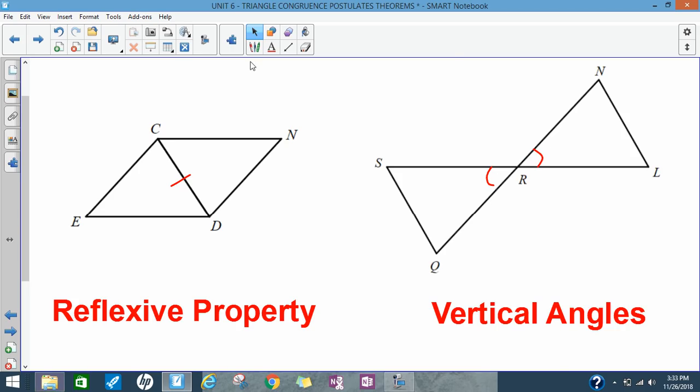Or what we call the reflexive property. In this picture, 2 triangles are right next to each other and they share this side. CD is in both triangles. And so that means that it's going to be the same size in both triangles, and so therefore they would be congruent to each other. So whenever we have 2 triangles like this sharing a side, we can put a congruent mark on there and know that in these 2 triangles this side is the same size.